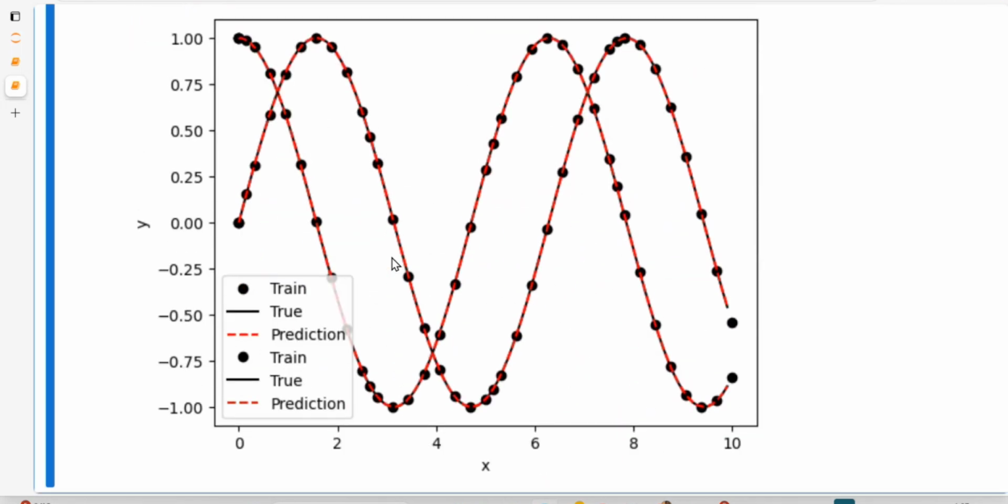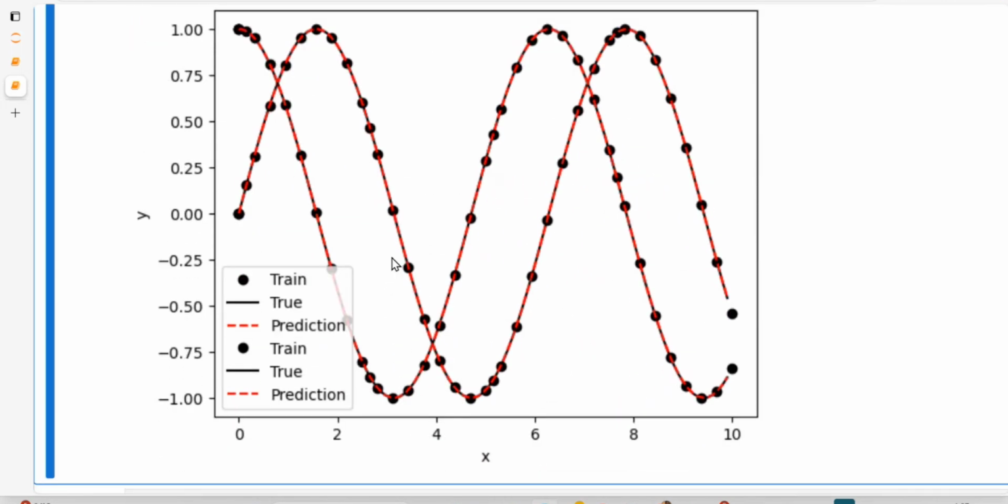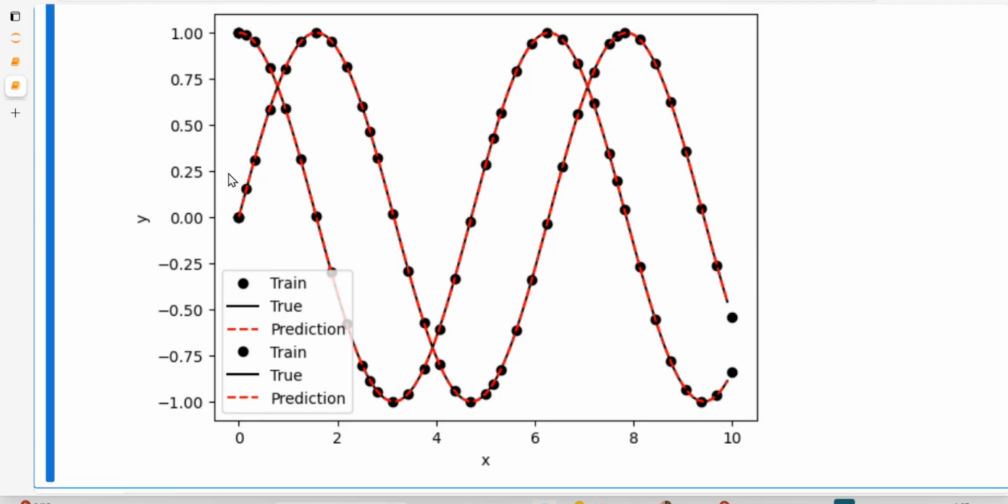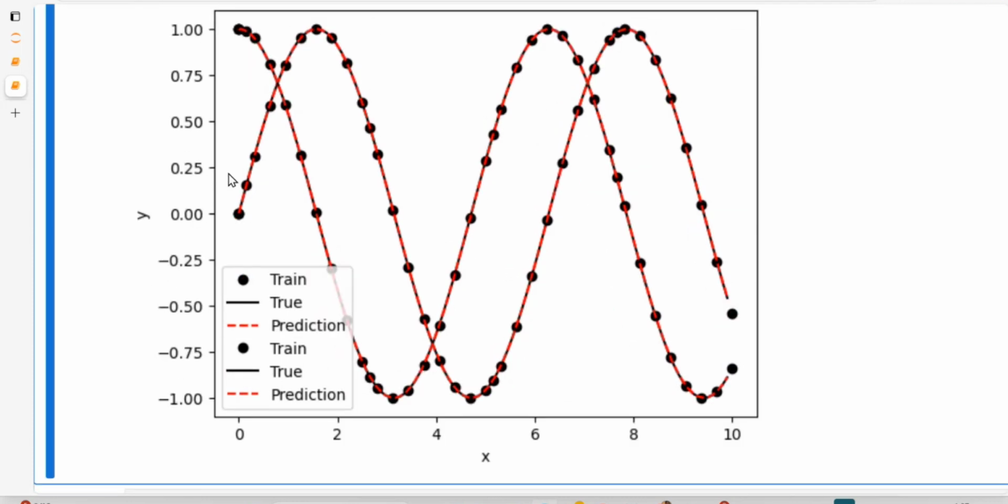And you can see that we have two solutions, since we had y1 and y2 are two solutions. X is from 0 to 10, and y is y1 and y2. Okay, so this was the physics-informed neural network for system of ODEs.